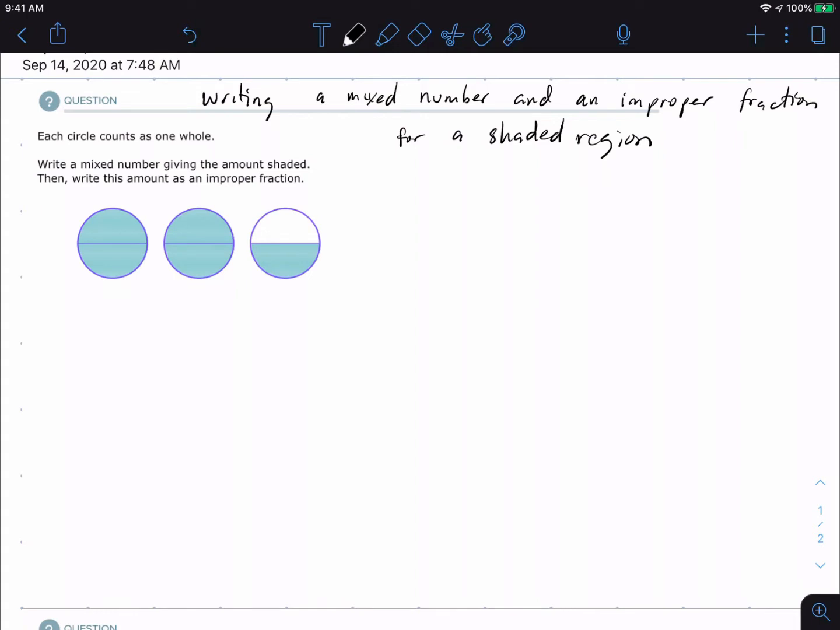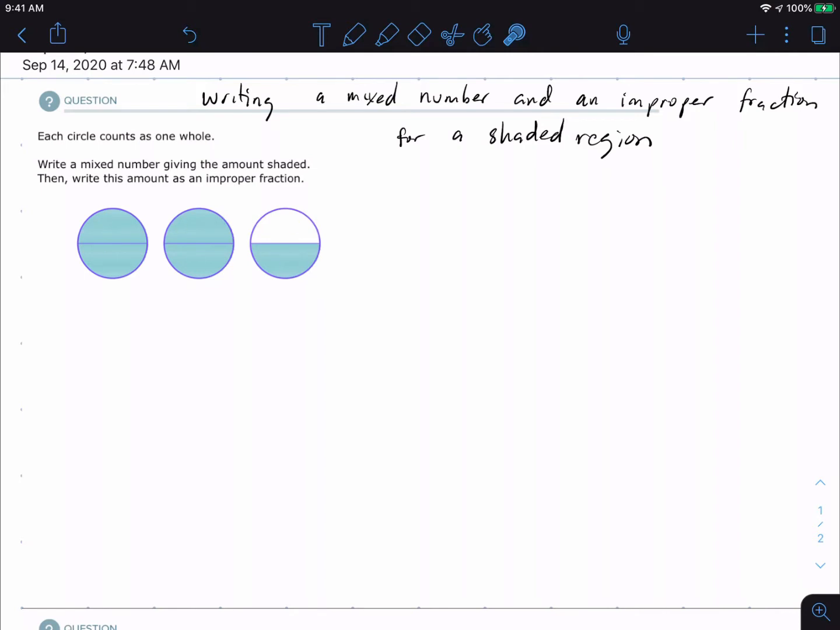So we have 3 circles here. How many of them are completely filled? We have 2 of those, correct? And then we have one that's only half filled. One of the things you'll notice is they've broken it up so that it's already set up in the right fractions. They're set up in halves, right?